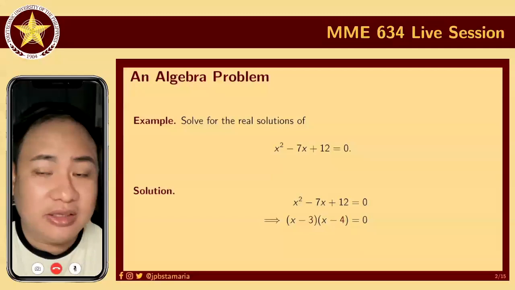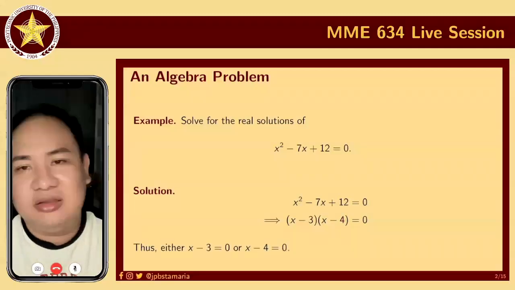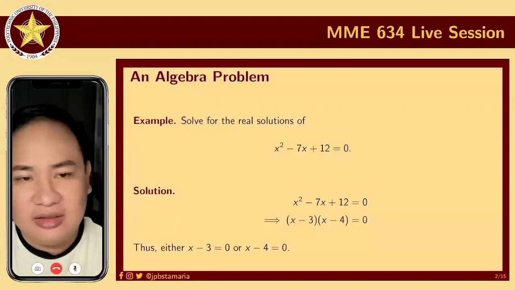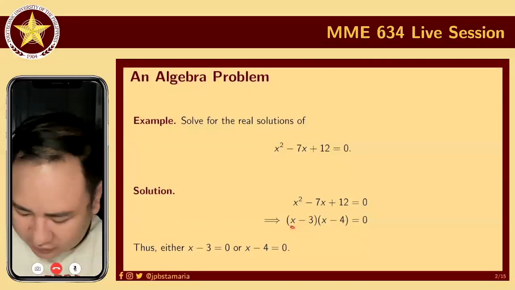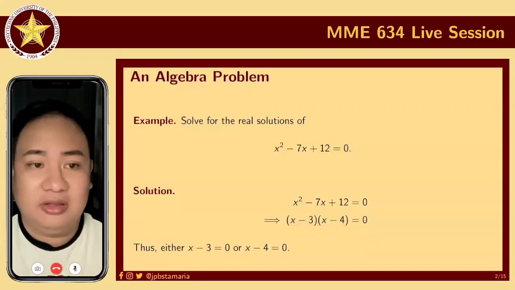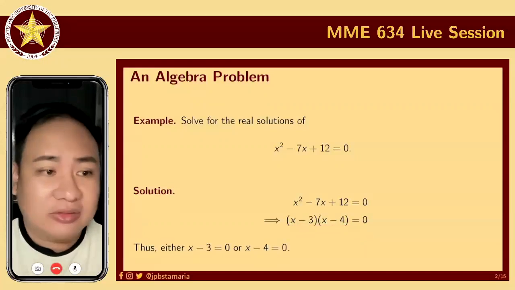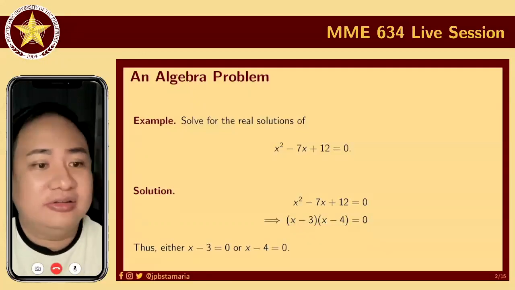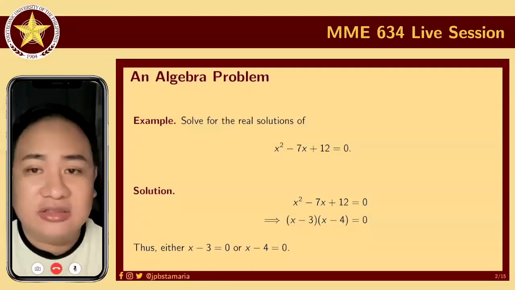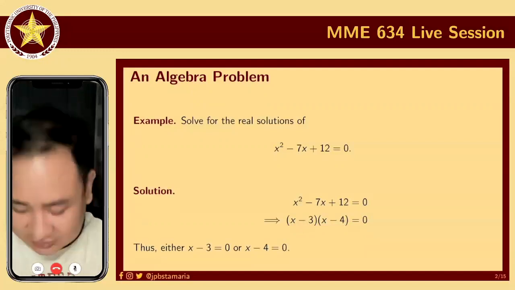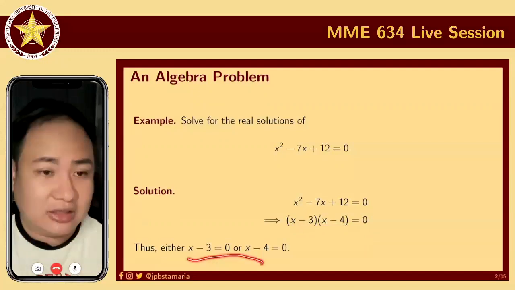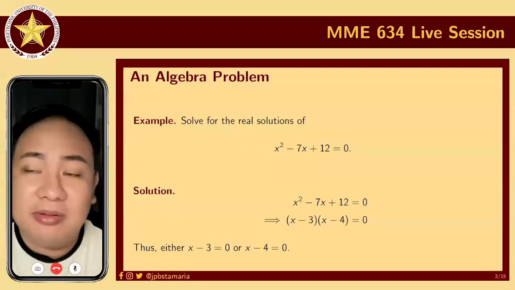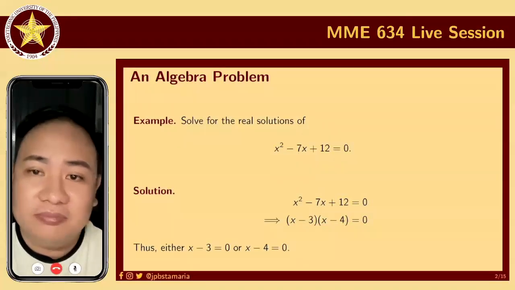So, pag in-equate natin yun sa 0, in other words, logically, what we're trying to imply is that whenever this product is equal to 0, it means to say that one of these factors must be 0. And therefore, either x minus 3 is 0 or x minus 4 equals 0. So, logically, this is the implication. It's actually a disjunction of two simple statements. Tama ba ako? Di ba ganyan yun?